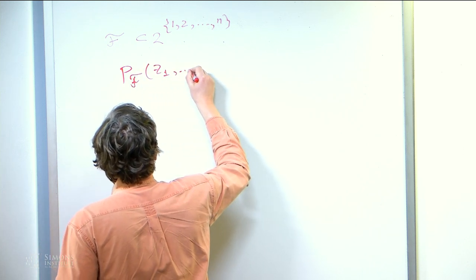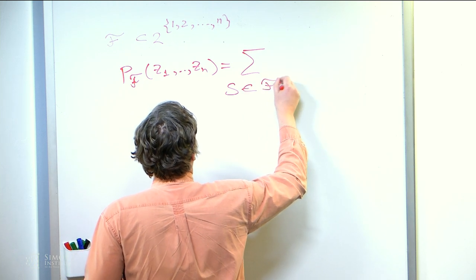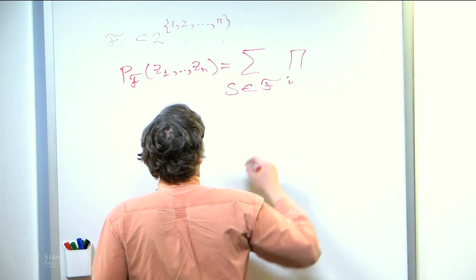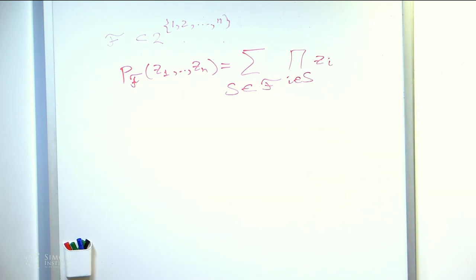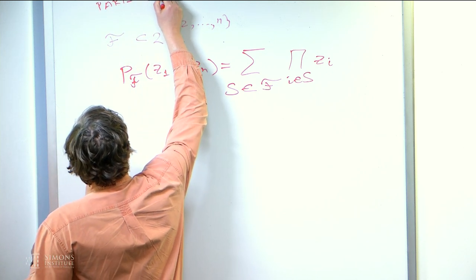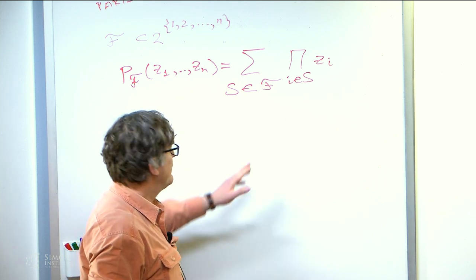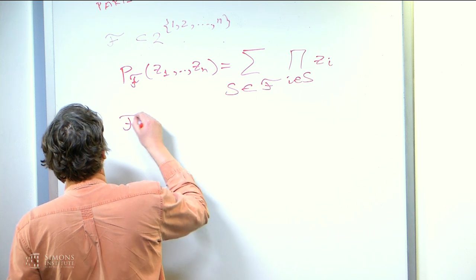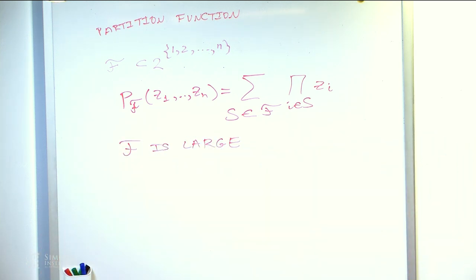So in principle, in n complex variables, we take the sum over all subsets in the family and the product over elements in the subset of the variables, sort of a generating function. And the reason we call it partition function, so typically, in interesting situations, the family is pretty large. Therefore it's a bad idea to try to write this polynomial explicitly as a sum of monomials. But on the other hand, it's clearly defined.